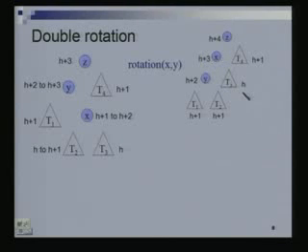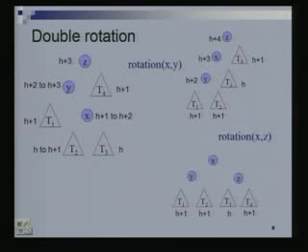So we need to do one more rotation. What other rotation do I need to do? Rotation xz. So what will happen now? X will go up and z will come down. X will become the parent of z. T4 was the right subtree of z, so it will remain the right subtree. Y had T1 and T2 as its left, they will remain as they are. And T3, which was the right subtree of x, now becomes the left subtree of z.